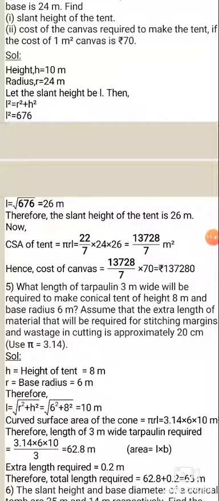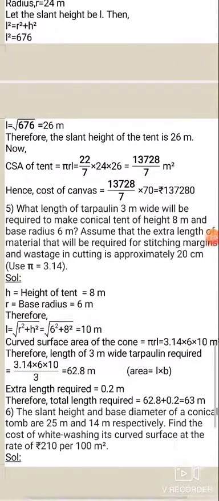Now the extra length is given as 0.2 meter. At last the total length required is what? The original length needed for making the tent, 62.8 plus 0.2. When you add it, 63 meter is the total length required. Clear? Now the last question.